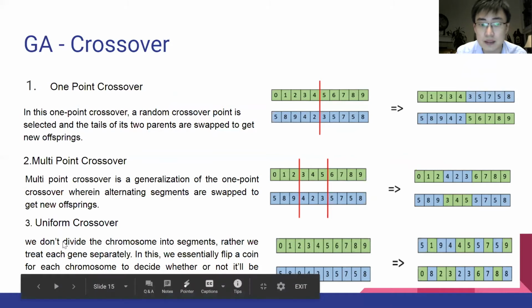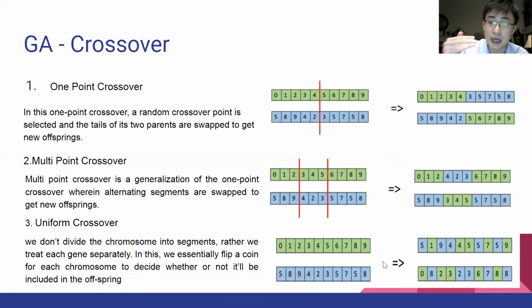The last one is uniform crossover. We don't divide the chromosome into segments. We treat each gene separately and determine for each pair of genes whether it will be picked up or kicked out.